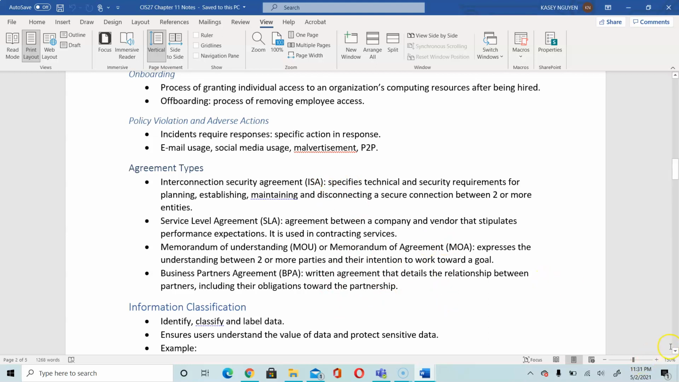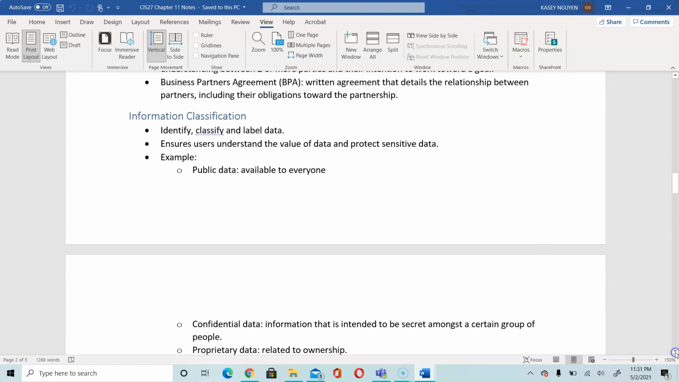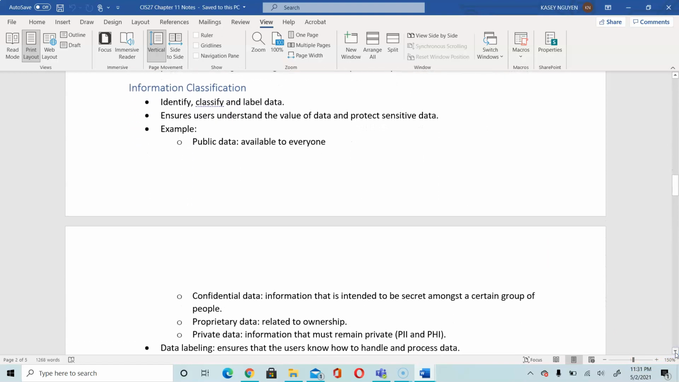And you would also see how a company would classify data. This is a very important area because it helps the IT and security team archive and label appropriate data or even encrypt certain data. So in the process of information classification, first they need to identify the type of data. Then they would classify and label the data. And this would allow the user to understand the value of the data and how to protect the sensitive data.